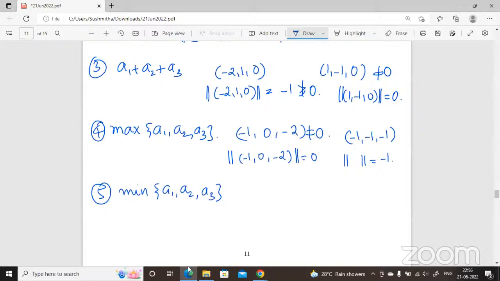Minus 1, 0 and 2, or 1 plus 1. Again, this vector works, right?